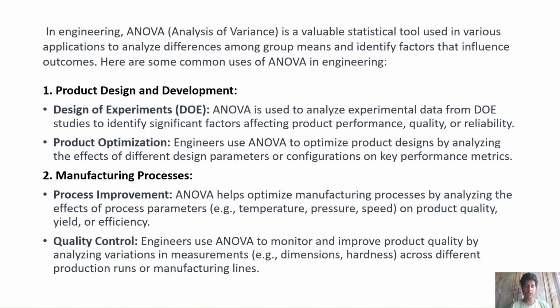Second one, manufacturing processes. Process improvement. ANOVA helps optimize manufacturing processes by analyzing the effects of process parameters, for example temperature, pressure, speed, on product quality, yield, or efficiency. Quality control. Engineers use ANOVA to monitor and improve product quality by analyzing variations in measurements, for example dimension, hardness, across different production runs or manufacturing lines.